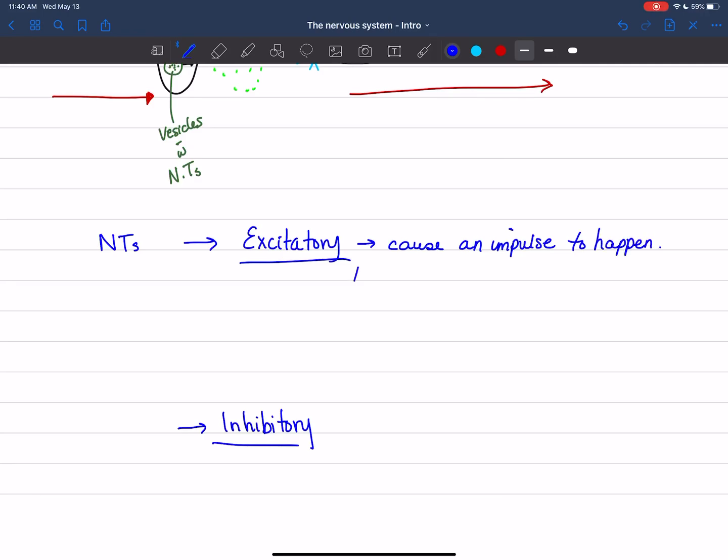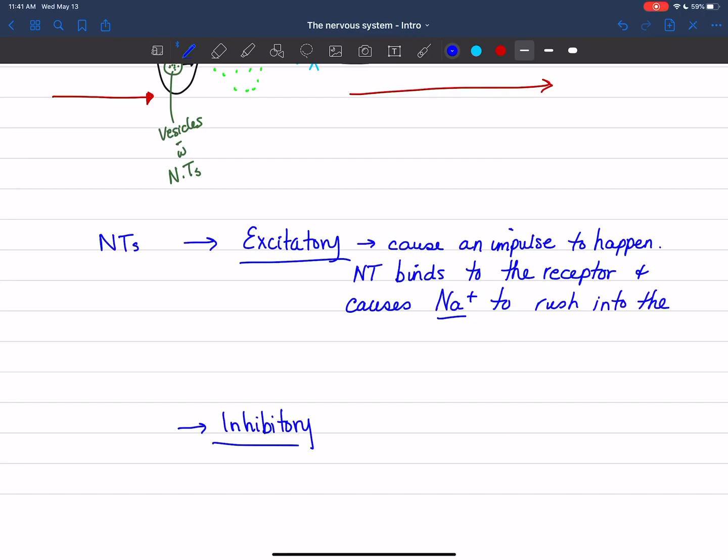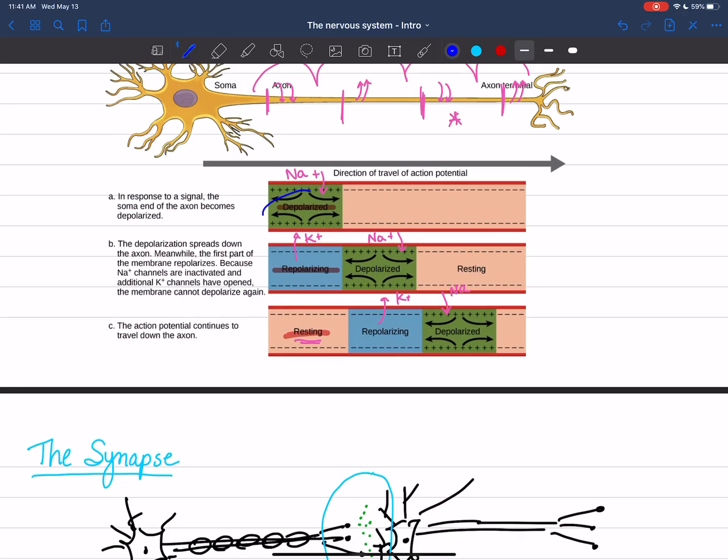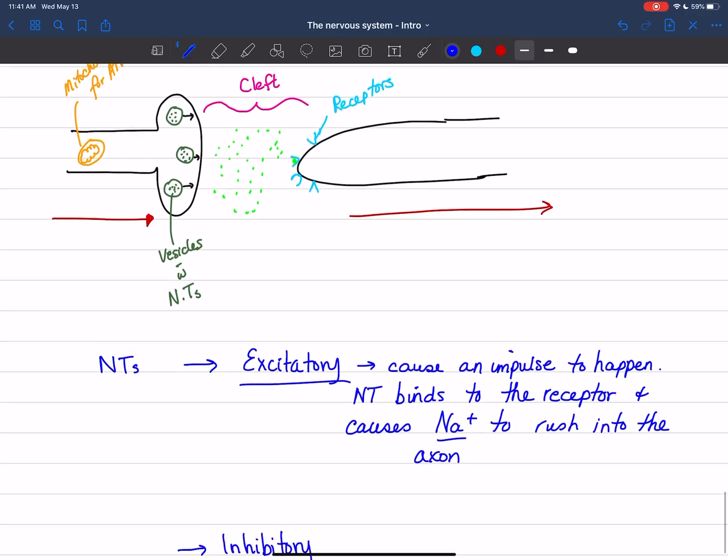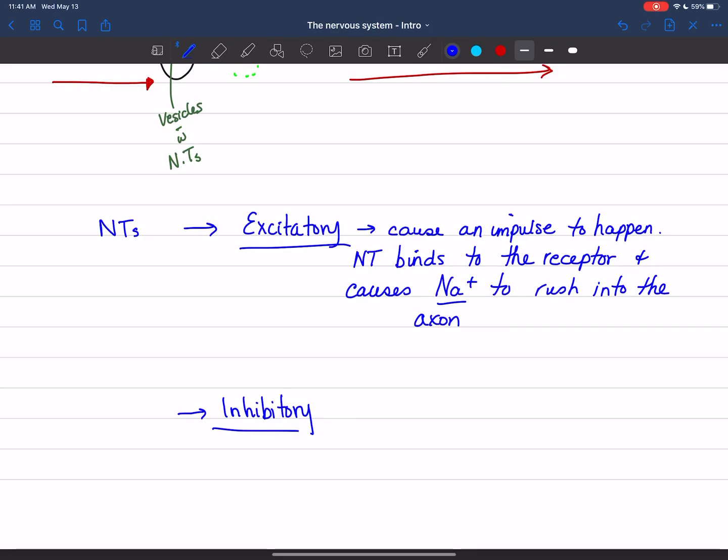In that case, the neurotransmitter binds to the receptor and it causes sodium ions to rush into the axon. And we saw from our little animation that whenever we have those sodium ions rushing into the neuron, we have that depolarization. We have that nervous impulse starting. So that's an excitatory neurotransmitter.